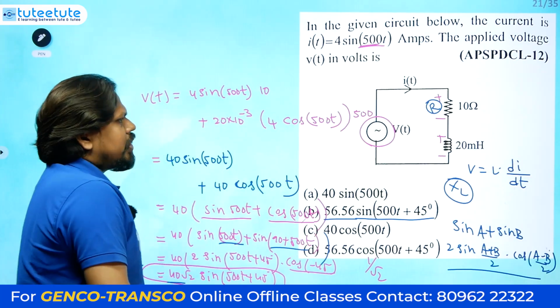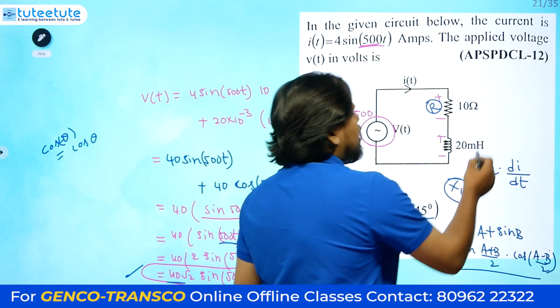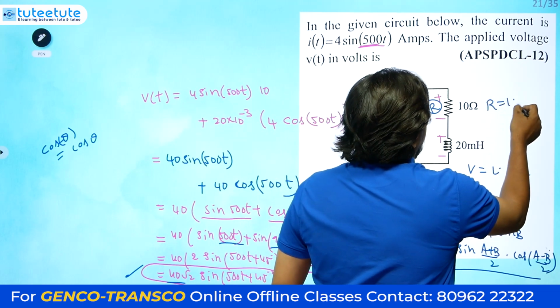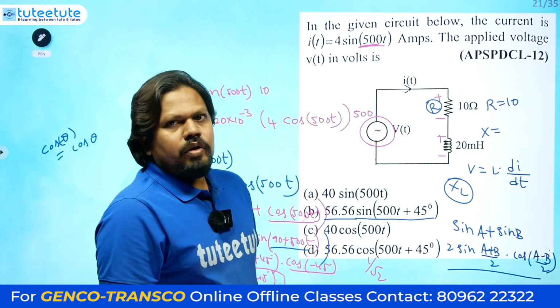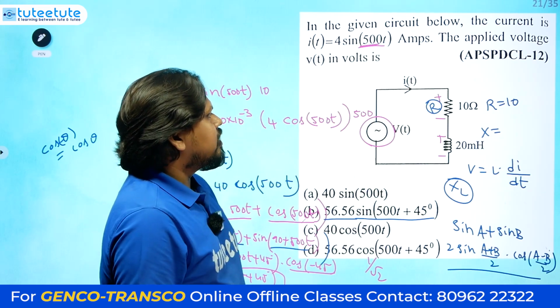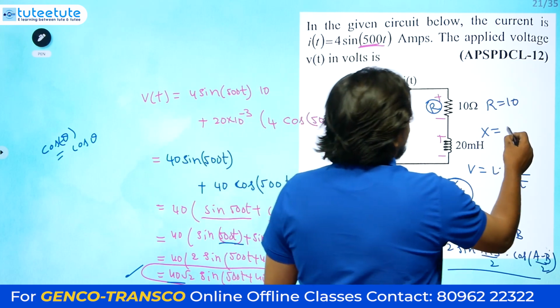I told you another method also. You can get the resistance value equal to 10 and the reactance value equal to omega L, so j omega L we can give. So what is the omega value?